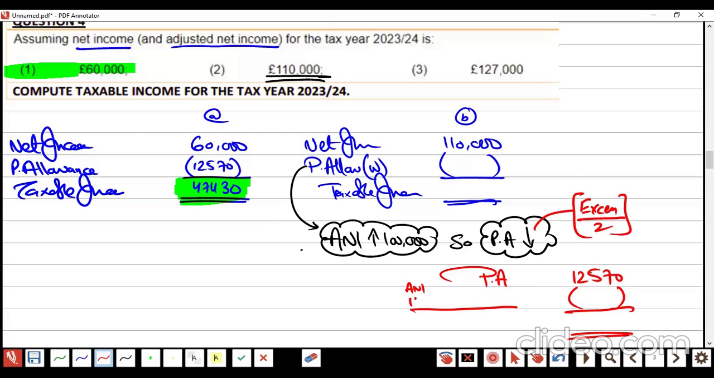ANI is 110,000 minus 100,000 to take the excess out. The excess is divided by 2, half of the excess. Half of 10,000 is 5,000. So the personal allowance is going to be reduced by 5,000 because ANI is in excess of 100,000 by 10,000. So half of 10,000 is 5,000. So the personal allowance is going to be 7,570 and taxable income is going to be 102,430. Any confusion in that?